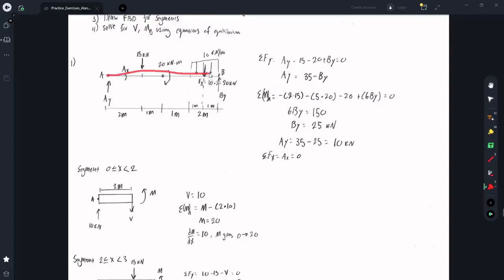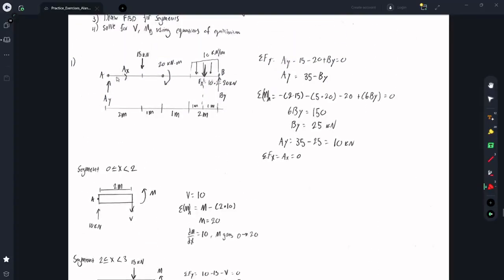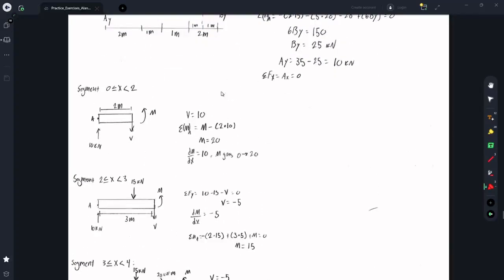And then finally, the entire beam, 6 meters times the support reaction By. So doing that, we can solve for By, which is 25 kilonewtons, and then we can plug that into this formula and solve for AY, which is 10 kilonewtons. So the first thing we want to do is, like I said, cut this beam before the first force and see what the shear and moments are.